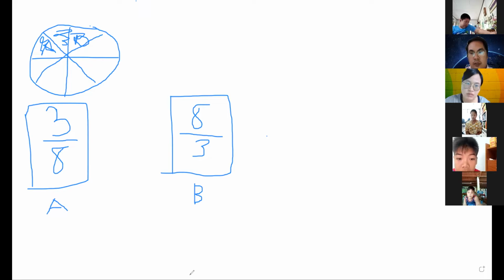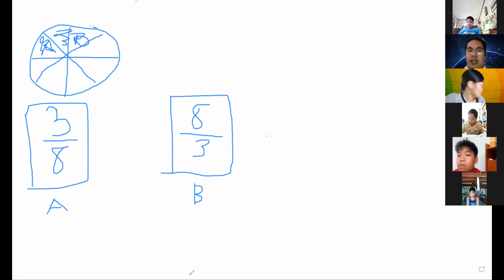In fraction A, 3 is up, 8 is down. Okay, 3 is in the upper portion, the numerator, and 8 is the denominator. How about B? In B, 8 is the numerator and 3 is the denominator. All right, the numerator in letter B is 8 and the denominator is 3.